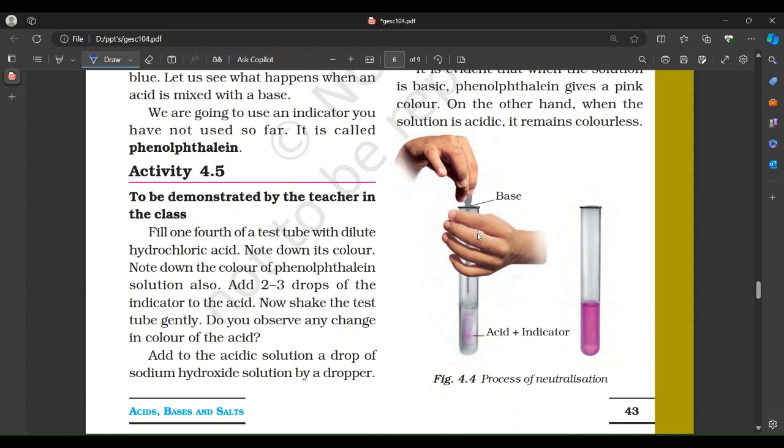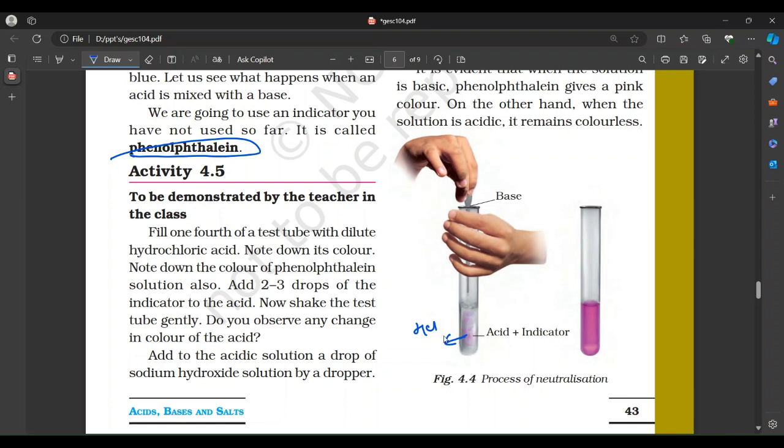Okay, so we are going to use an indicator. Have you not used it so far? That is phenolphthalein indicator. So here one activity is there, to be demonstrated by the teacher in the class only. Fill one fourth of the test tube with dilute hydrochloric acid, that is HCl. Then note down its color.